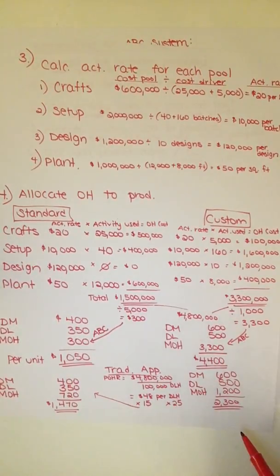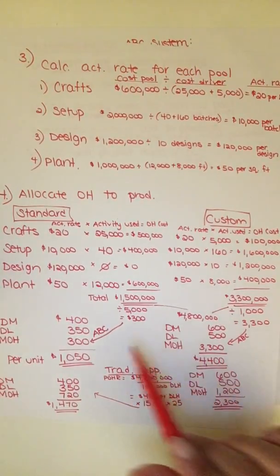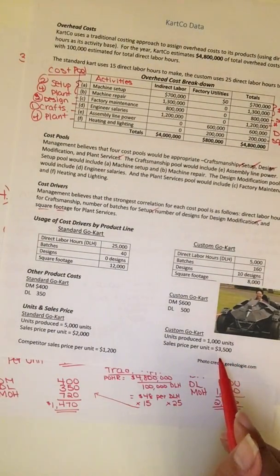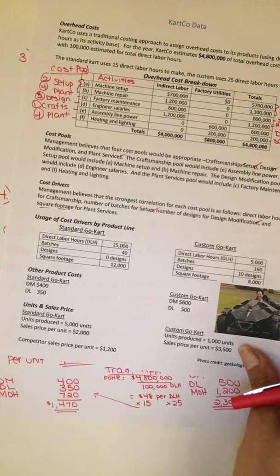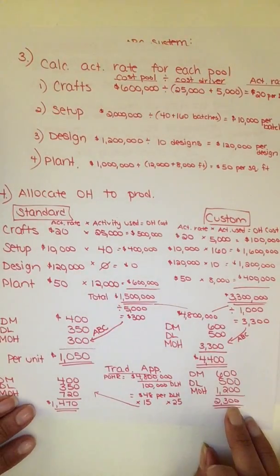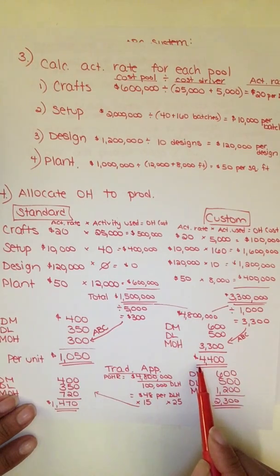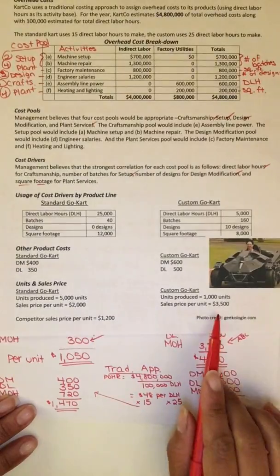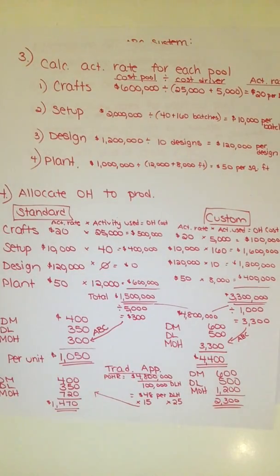So now this company can be a little more competitive knowing what their true costs are, especially because their sales price for their custom is $3,500, which was fine when they thought their costs were $2,300, but their cost for this product, the custom go-kart, is really $4,400. So they were pricing themselves too low. All right, we worked through it.